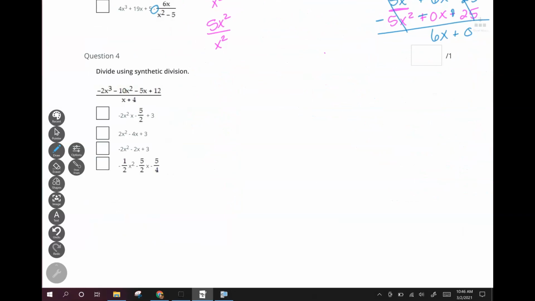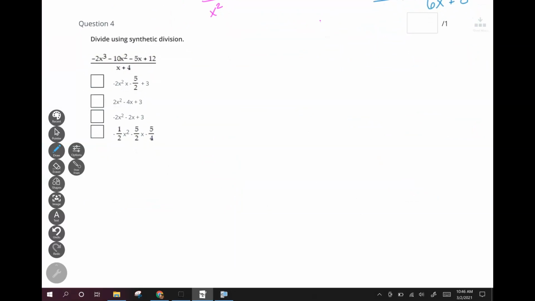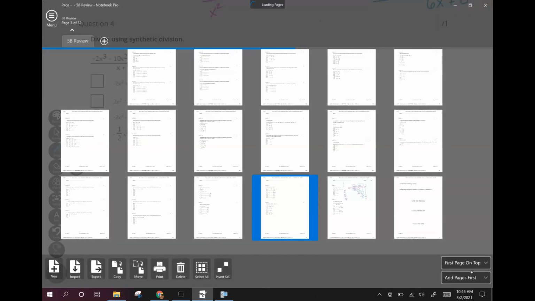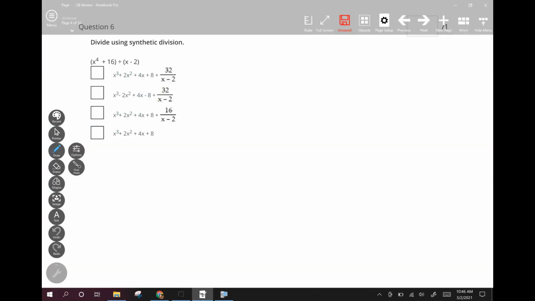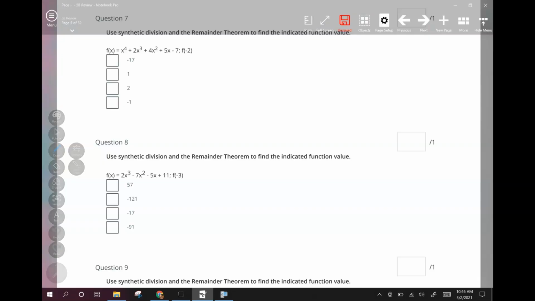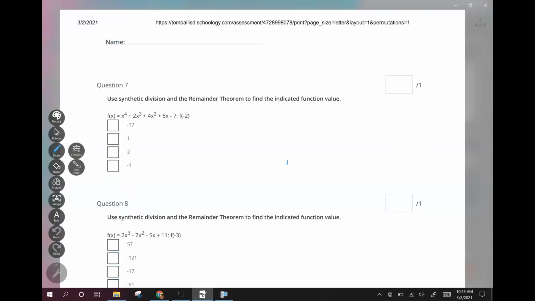All right. Synthetic division, I think we see enough in our other examples, right? Because we use it for pretty much everything else in this unit. So I'm just going to skip these, as we will see synthetic division right here on number 7.